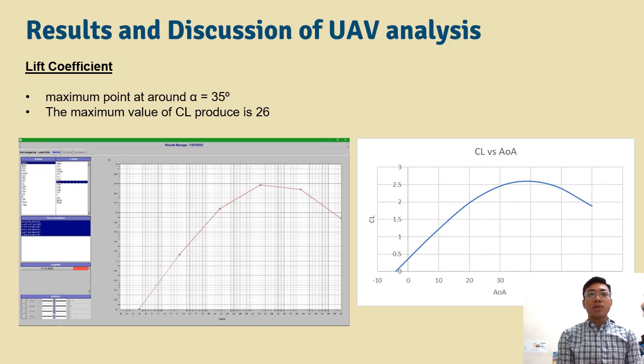We proceed with the lift coefficient. So the lift coefficient CL versus angle of attack alpha is shown in the figure in this slide. Based on the result, the value for lift coefficient is consistently increasing as the angle of attack increases until it reaches the maximum point at 35° angle of attack, and the graph will slightly decrease. The maximum value of lift coefficient produced is 26.